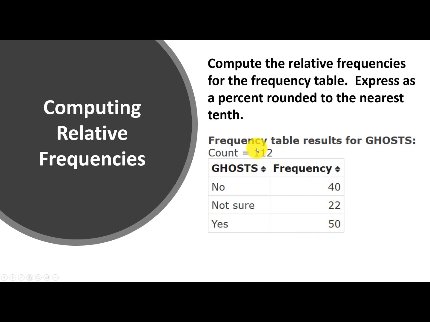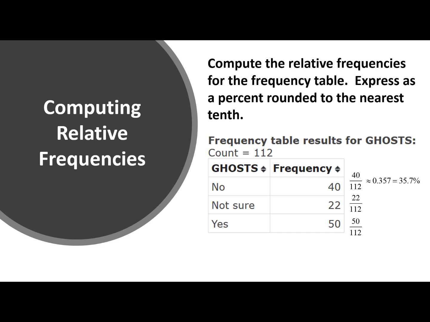That's the grand total. To get the relative frequencies, I take each frequency and I divide it by the total, 112. So we have 40 divided by 112. For the next cell, we have 22 divided by 112. And lastly, we have 50 divided by 112. To change these to a percent, we first change them to a decimal. So we take 40, we divide it by 112, and we get approximately 0.357, which we change to a percent becomes 35.7%.